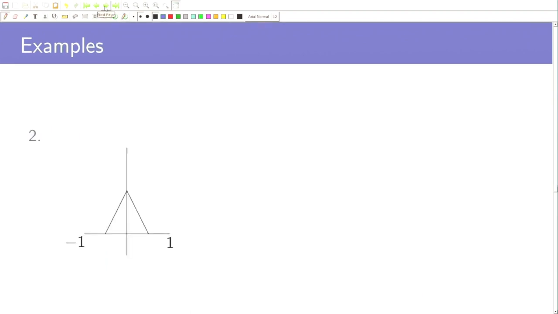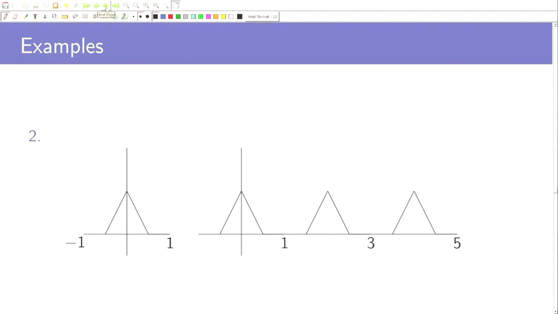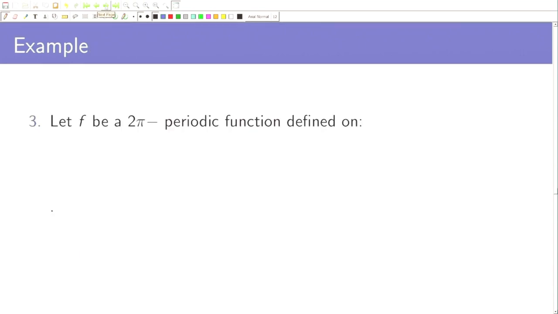Similarly, suppose I have a function here, and suppose this is minus 1 half, this is 1 half, this triangle function, then how will the extended function look like? This is what it is going to look like. The copies of the triangles have been pasted. Now, when we are extending the function from an interval, then the interval plays a major role.